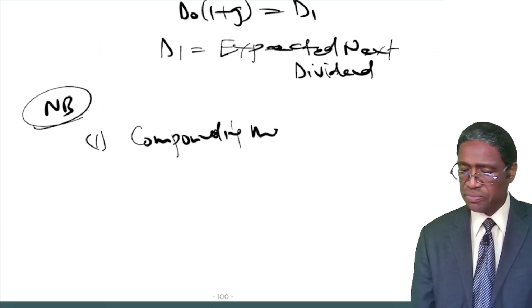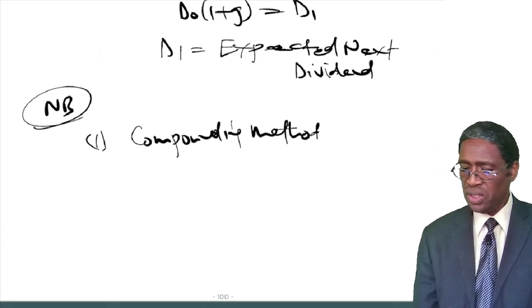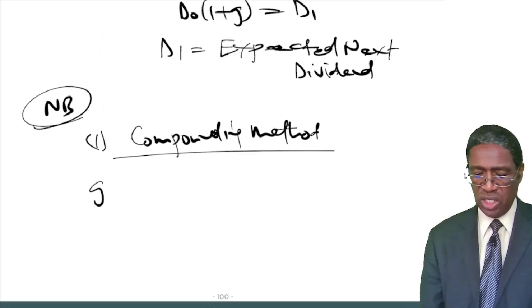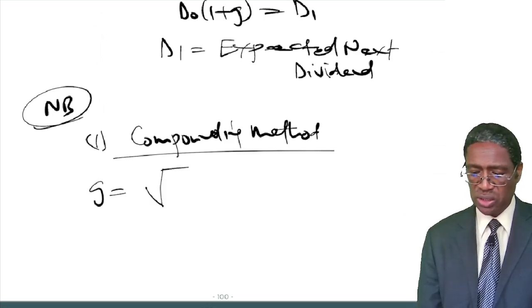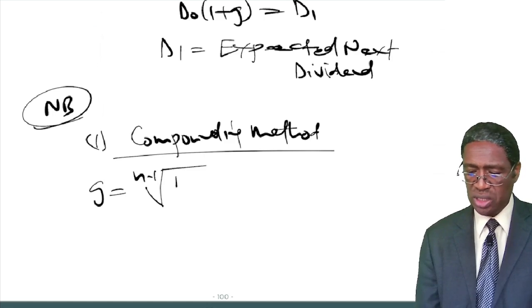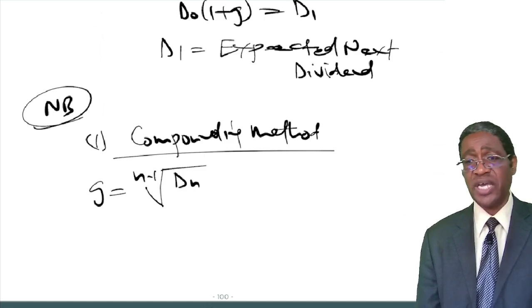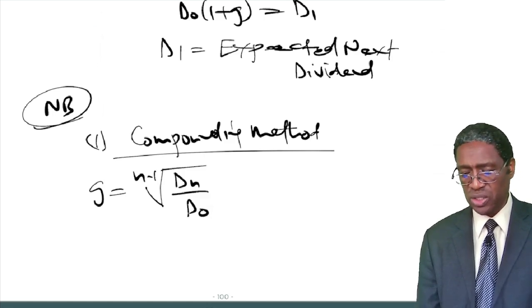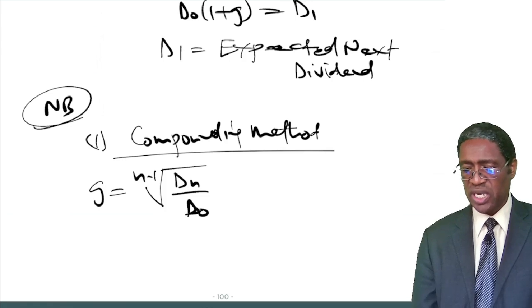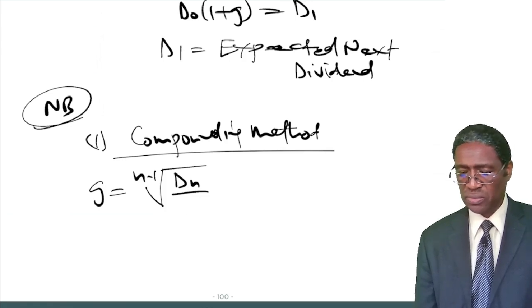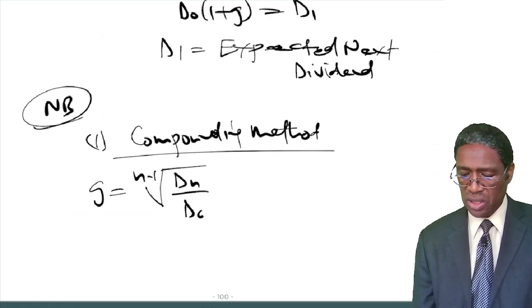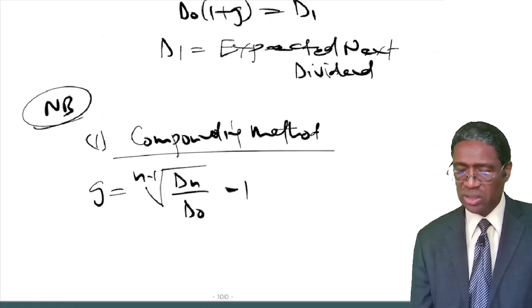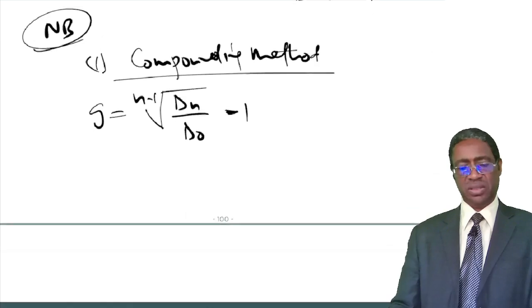Compounding method, where we say G equals root of n minus 1, into Dn divided by D naught, everything minus 1.